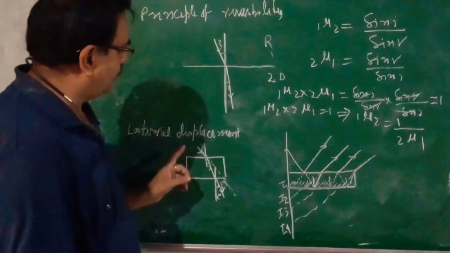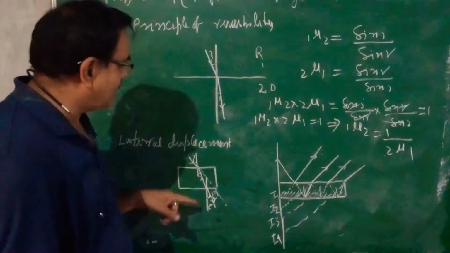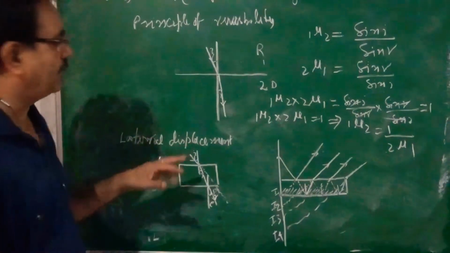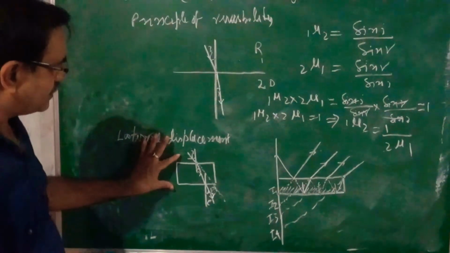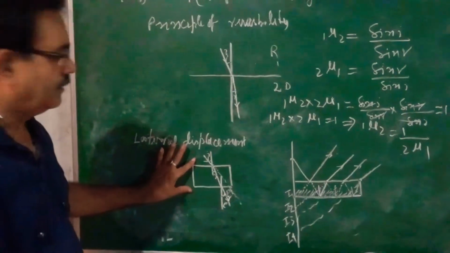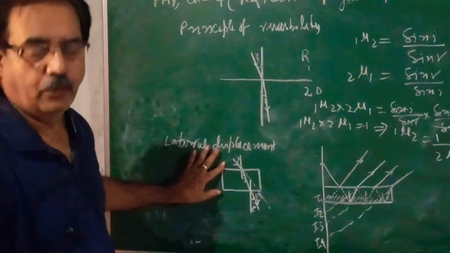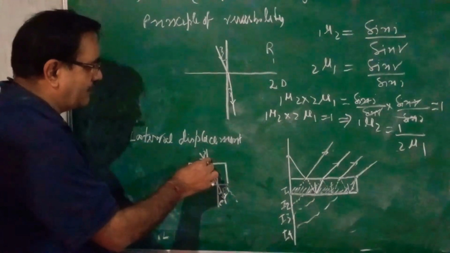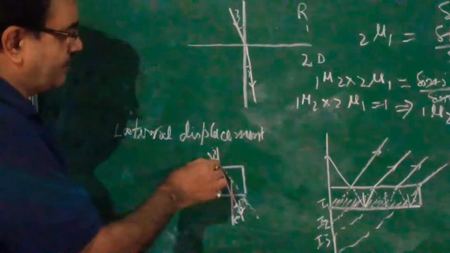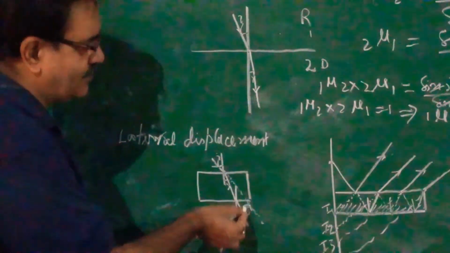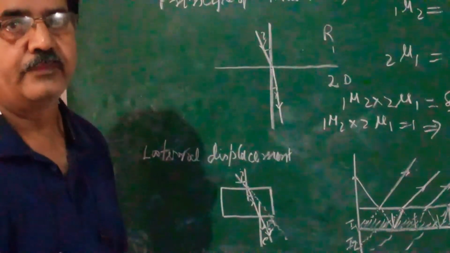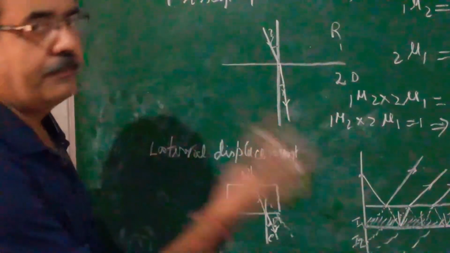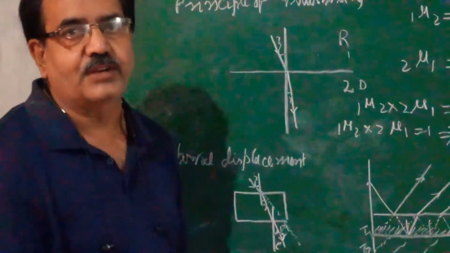Now this is lateral displacement, and it depends upon three factors. First, the thickness of the material. If this glass slab is thicker, lateral displacement will be more. Second, the angle of incidence. If the angle of incidence is more, lateral displacement is also more. Right? And third, the refractive index. The more the refractive index, the more the lateral displacement.